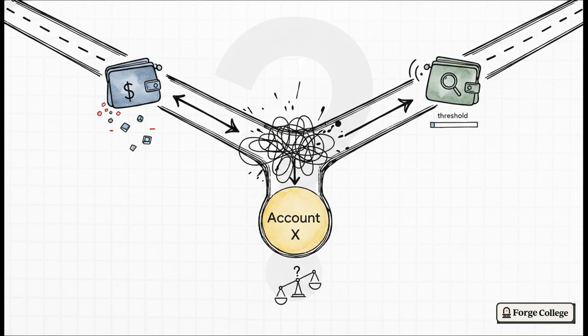This is the ultimate traffic bottleneck question. What happens when two parallel lanes desperately need to merge because they want the exact same resource? If wallet A is trying to deduct tokens from account X and wallet B is trying to read the balance of account X to check a threshold, who gets priority? How does that conflict get resolved?